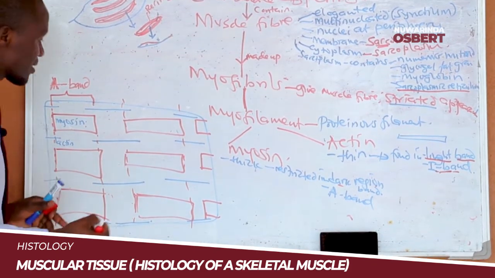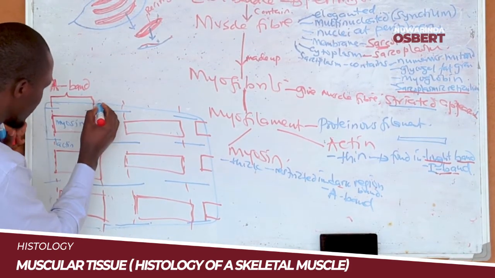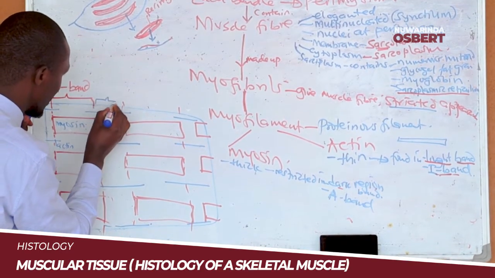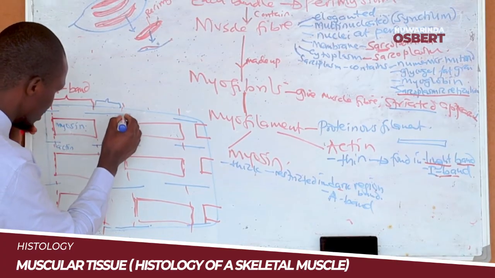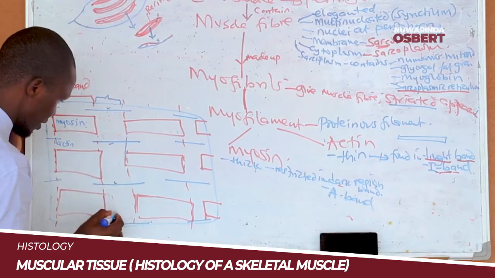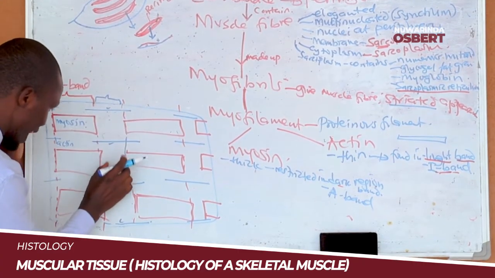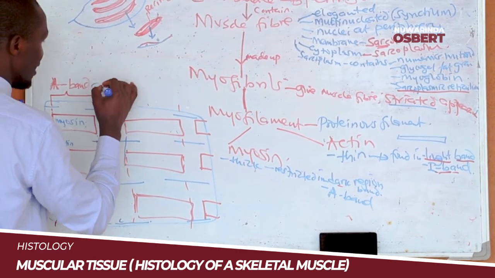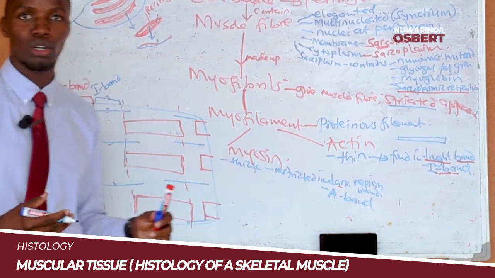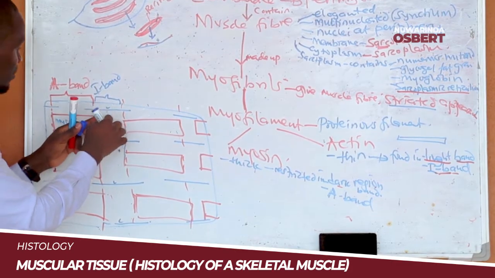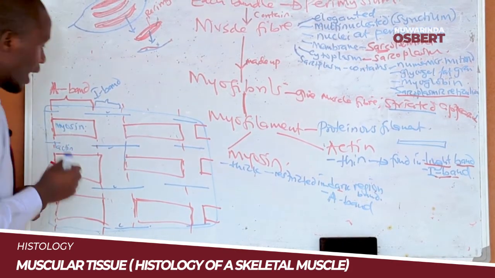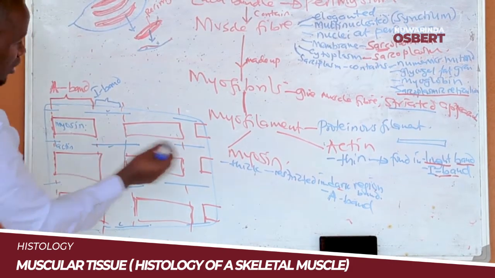And then this other region in the middle here, which has the actin, actin alone. This is the actin, this is the actin. This region where you have only the actins alone, that's what we are calling the I band. And that region appears to be light. Why? Because of these ones being thin, when you look through, that region appears to be somehow light.